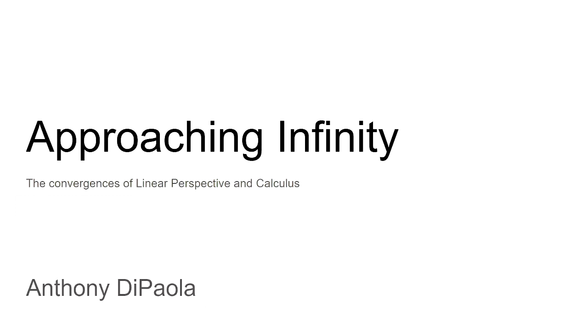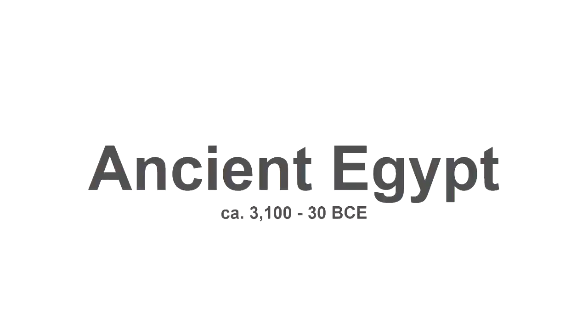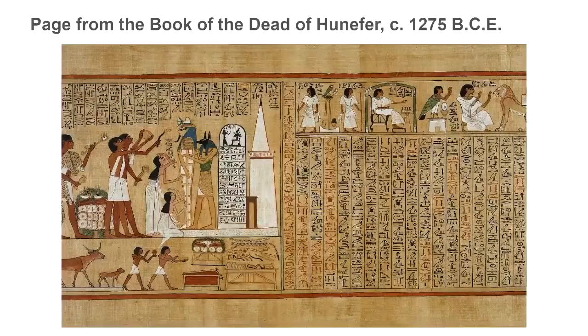The whole purpose of this class is the interwoven nature of art and science. There are direct overlaps between calculus, linear perspective, and the concept of infinity. So I'm going to run through this somewhat chronologically, historically speaking. We're going to start with ancient Egypt, and what is important about ancient Egypt was just how numbers were used.